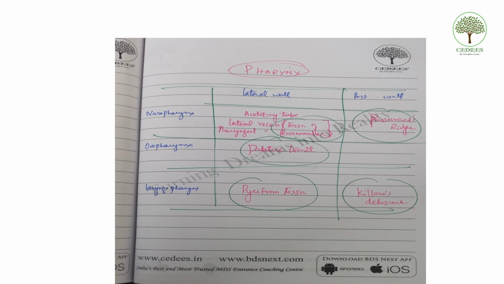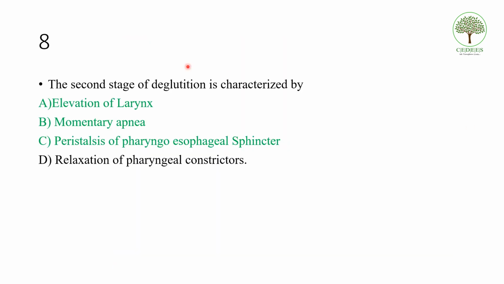So in the next question, the second stage of deglutition is characterized by. I think the question should have asked: the second stage of deglutition is characterized by all except.